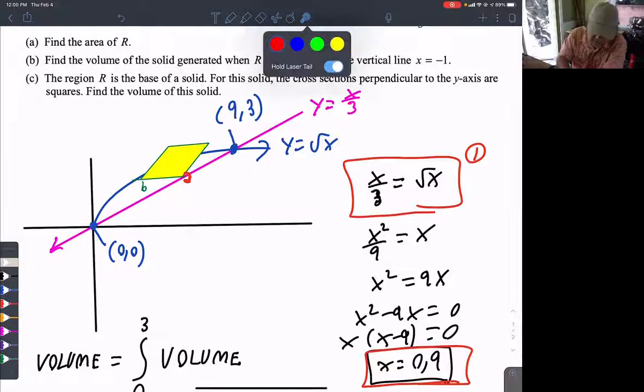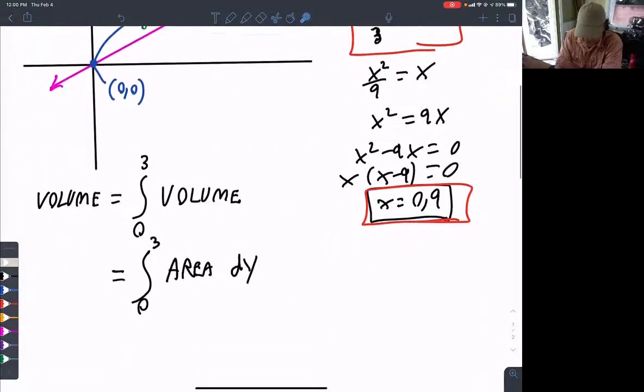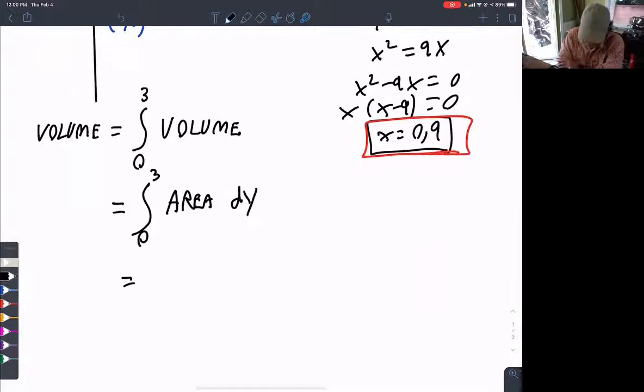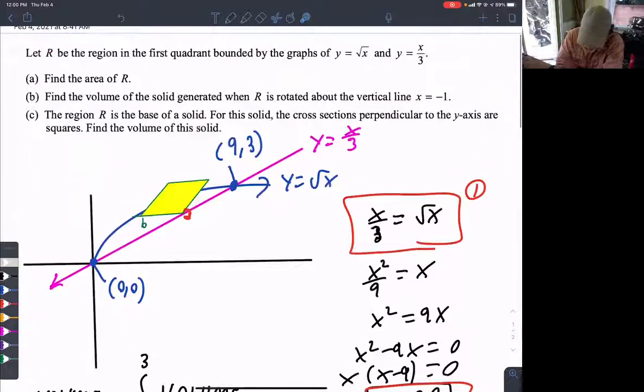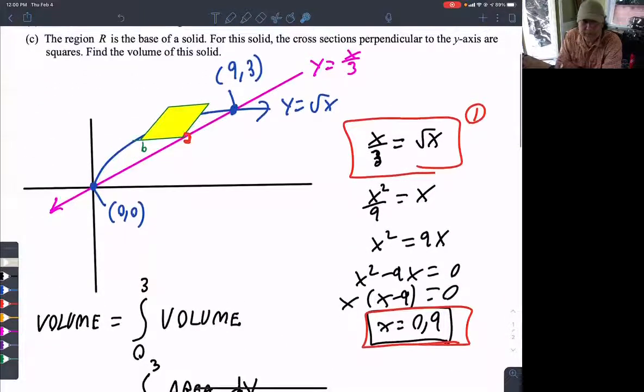We're told our shape is a square. What's the area of a square? An area of a square is one of the sides squared. So in this case, we would put b squared. Why b? Because I said the distance from here to here is b. So it's b squared. If I can figure out what b is, I'd be happy.